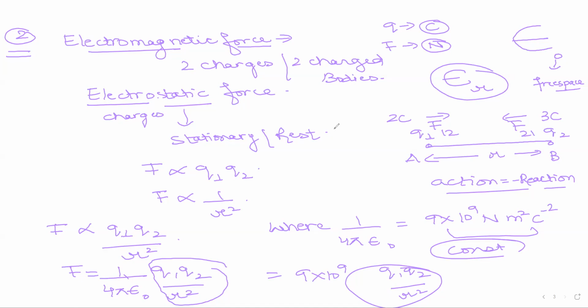F is equal to 1 upon 4 pi epsilon naught Q1, Q2 upon R square, where 1 upon 4 pi epsilon naught is equal to 9 into 10 to the power 9 Newton meter square per coulomb square.